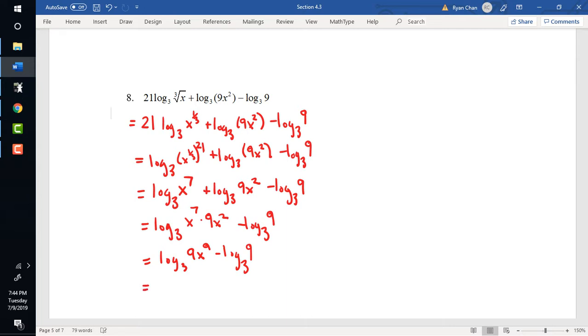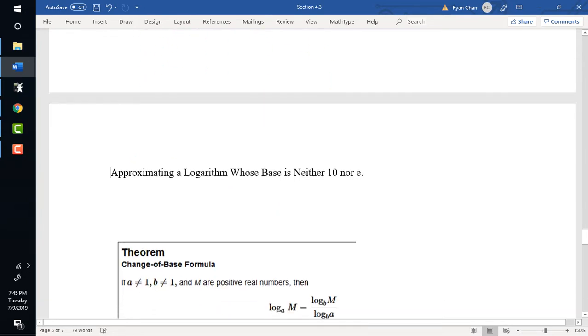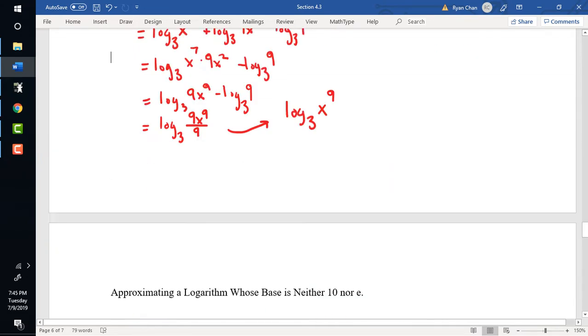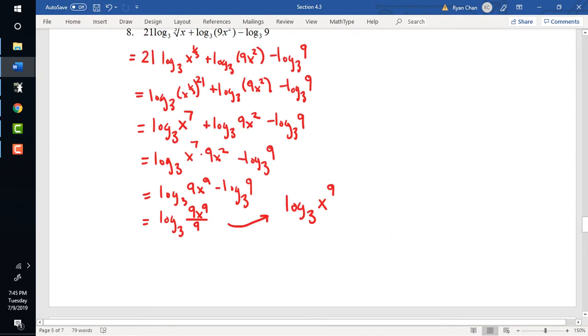If I divide, now I can divide. So this is log base 3, 9x to the 9th divided by 9. And then my final answer is log base 3, x to the 9th. And that will be my final answer right here. Let's look at one more example.